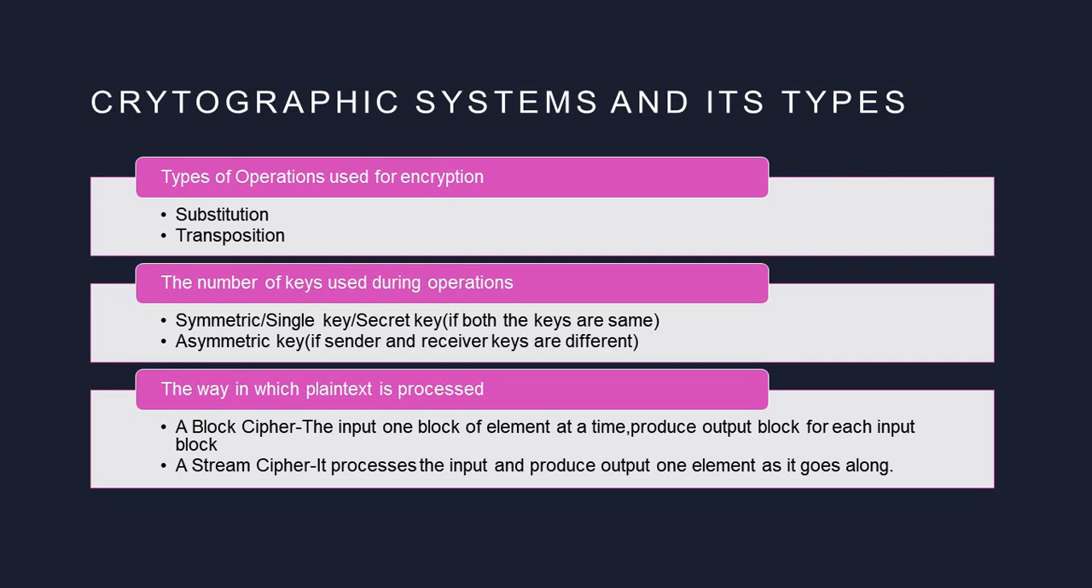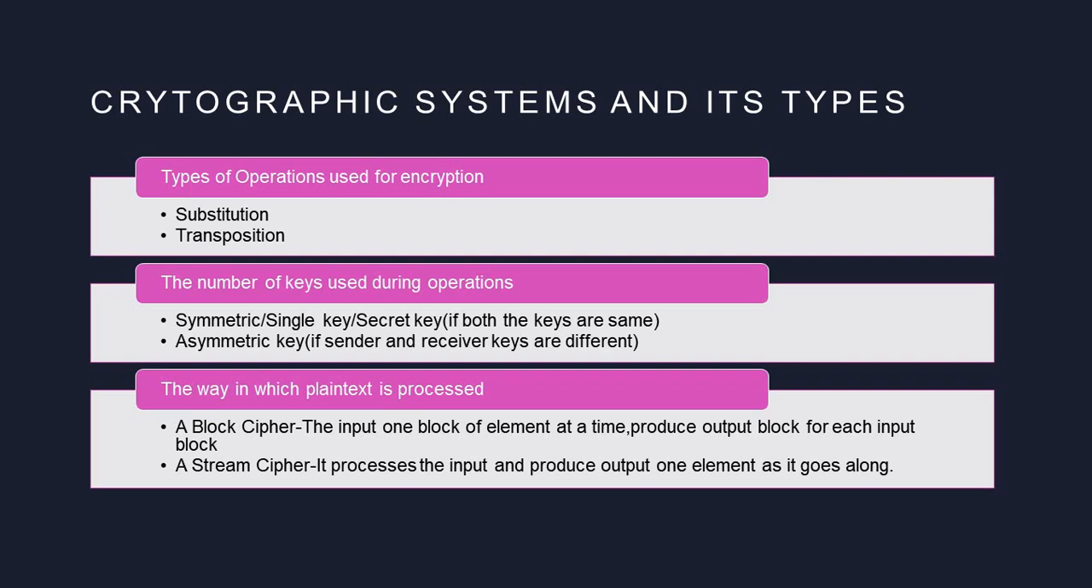So how many keys can be used during operations? You have symmetric, single key, secret key. Both the keys are the same. So symmetric means the keys are similar. And what do you mean by asymmetric? It means that different keys are used between your sender and receiver.